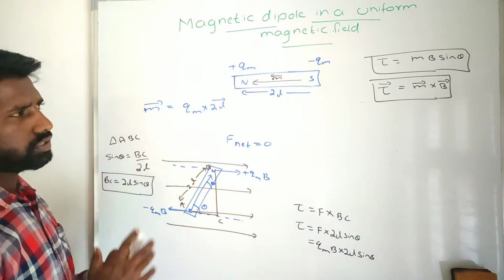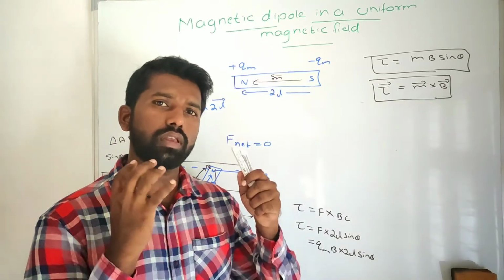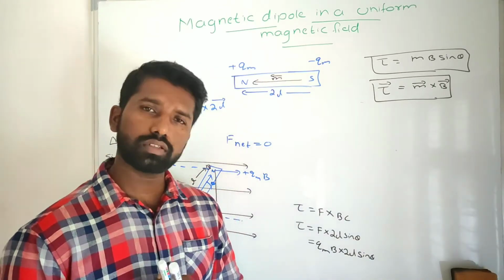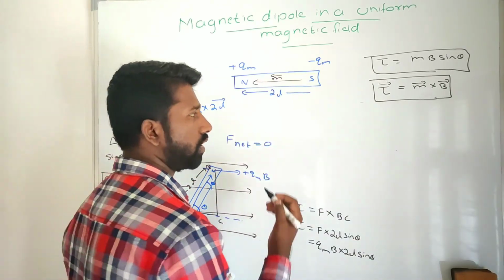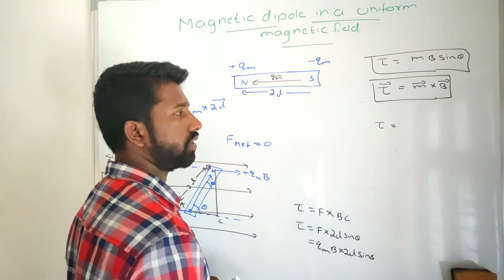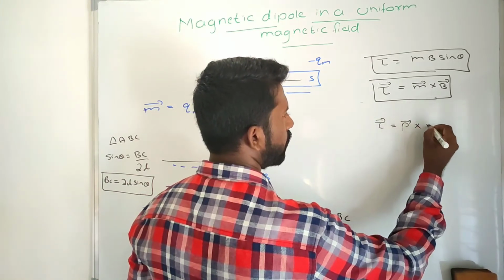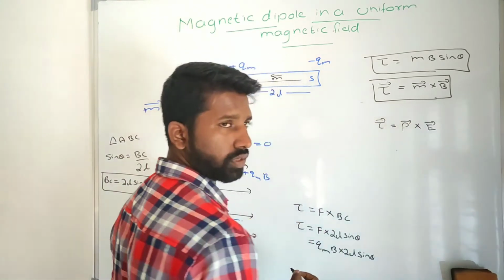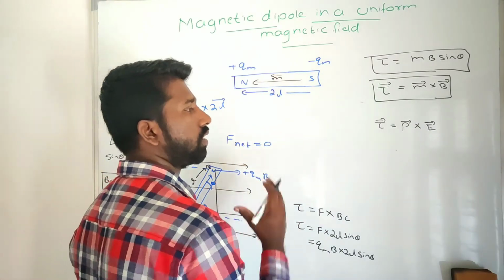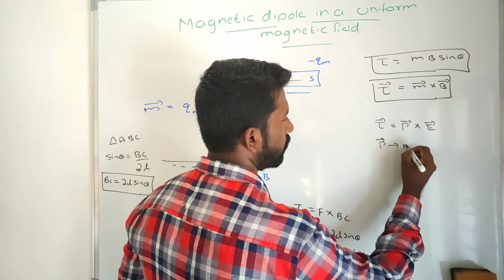This formula we can also derive from the torque acting on the electric dipole. When an electric dipole is placed in a uniform electric field, it will experience a torque. The torque is equal to P cross E. Just change the electric variable to the magnetic variable, that is, P you change to m.